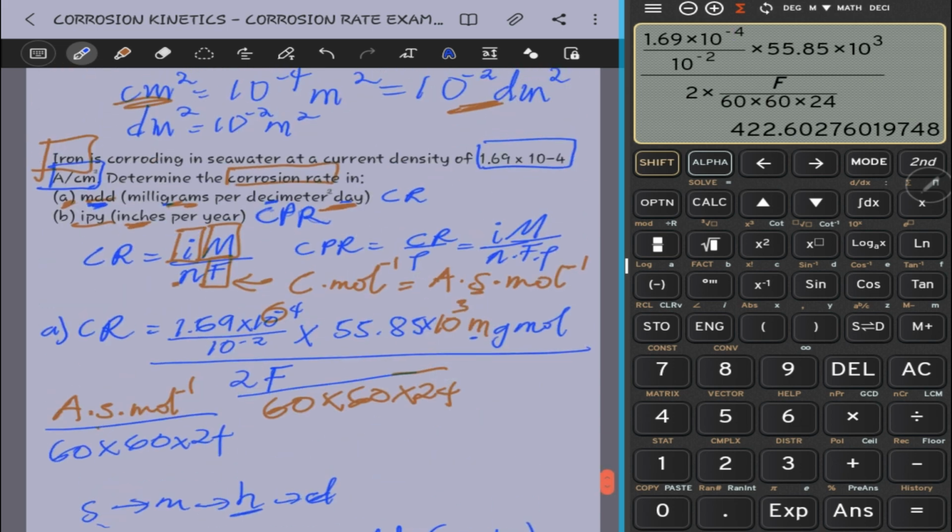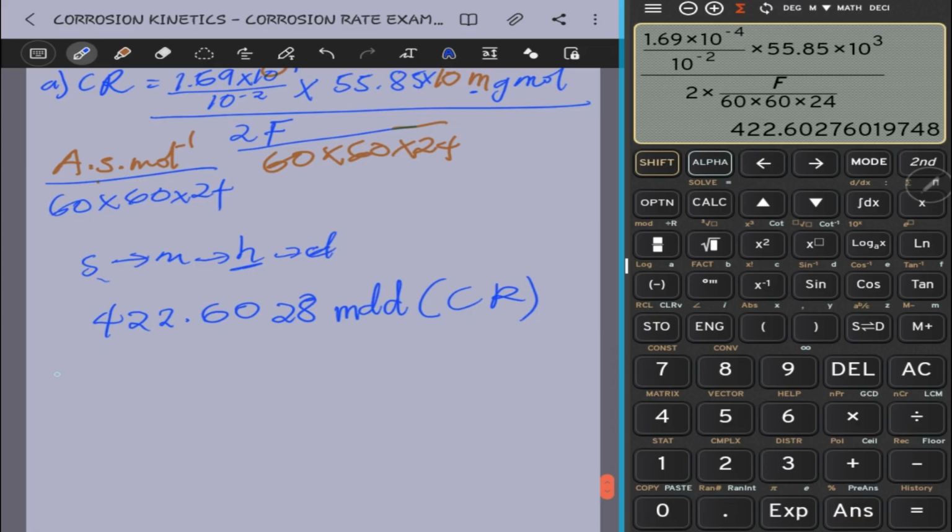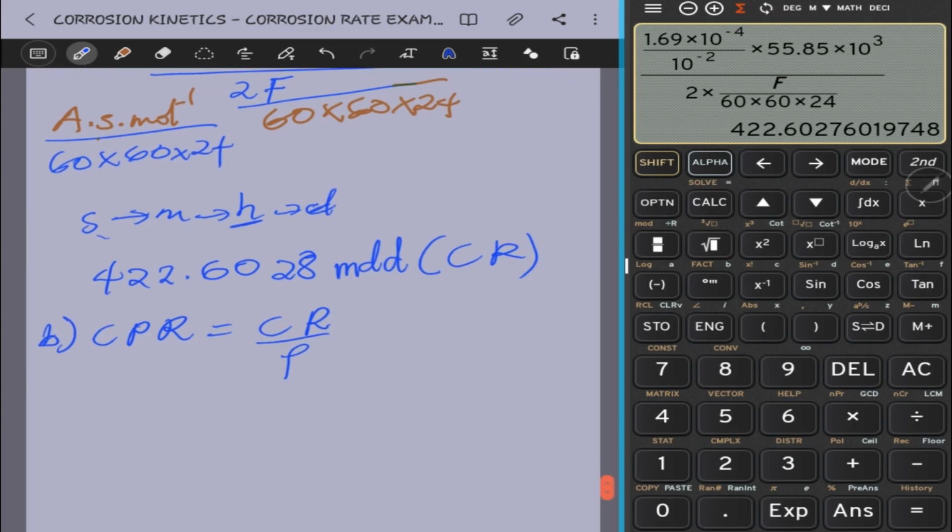And then the B part is actually to find it in IPY, right? Because of this inch here, we know it's actually corrosion penetration rate. So B is looking for corrosion penetration rate, which is basically corrosion rate divided by density. But it's very important, because we are following this method, that you know the unit. They want this corrosion penetration rate in inch per year, right?